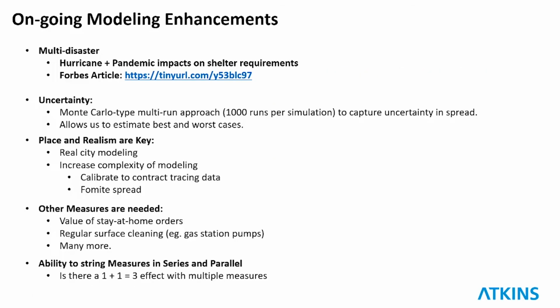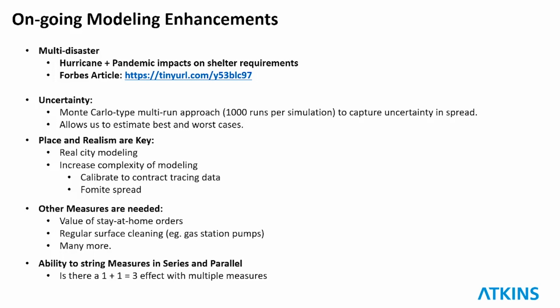To wrap things up, I'll look at ongoing modeling enhancements. We've been looking at multi-disaster. So what happens when a pandemic and a hurricane happen at the same time? We're finding out some really interesting stuff around shelters. And specifically, if you're 6 foot social distancing, how much more shelter space do you need?